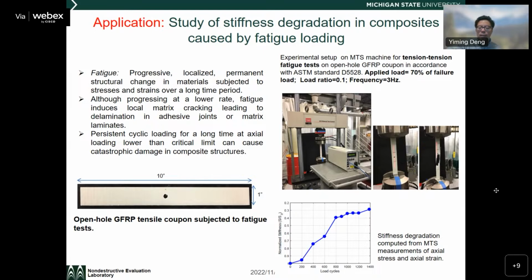We will have the true stiffness measured from the MTS machine. These are not coming from our NDE methods. These are just from the MTS machine. We can get them measured, and we can use this as a ground truth or the true stiffness over loading cycles. And you can see a starting point and a failure point after a number of cycles.